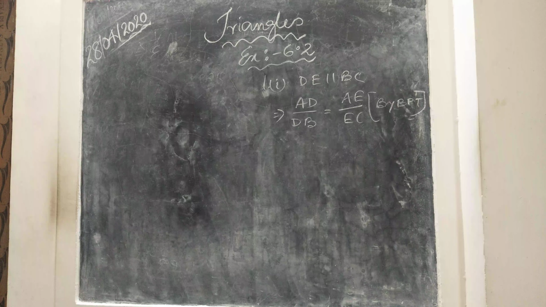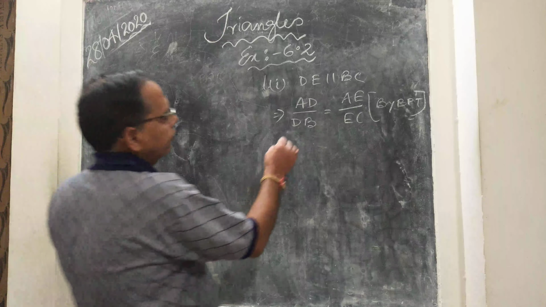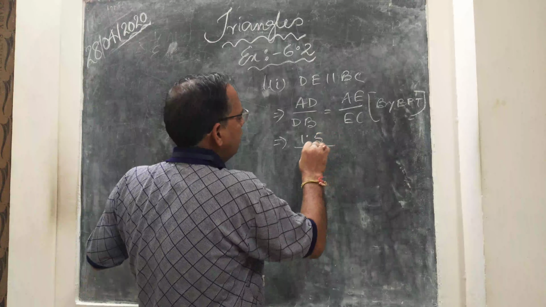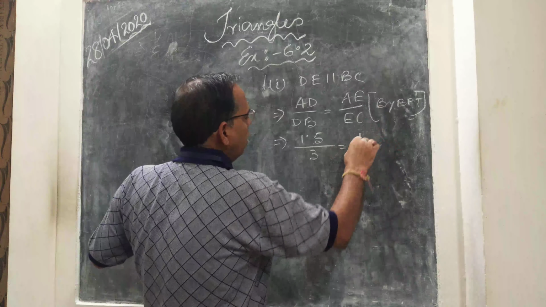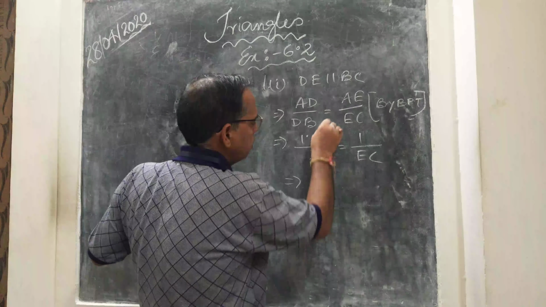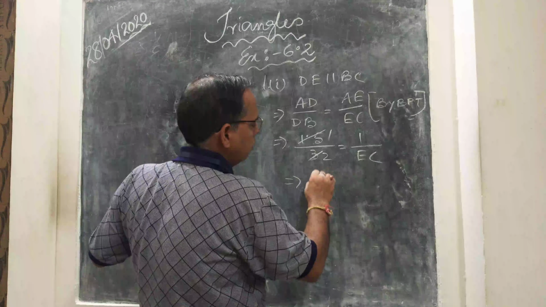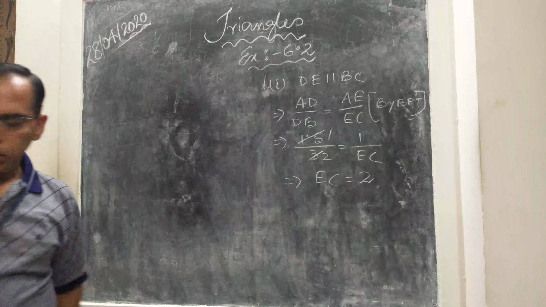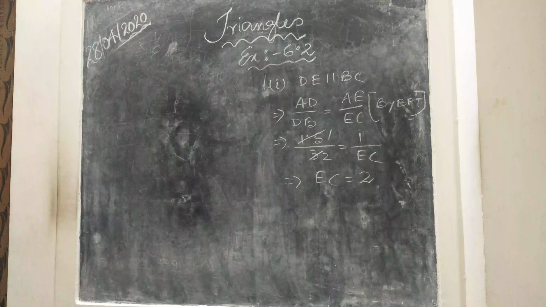Then 1.5 by 3 equal to 1 by EC. Implies EC equal to 2 centimeter. So therefore EC equal to 2 centimeter. Clear? Now similarly, question number 2 Roman 1, you see.